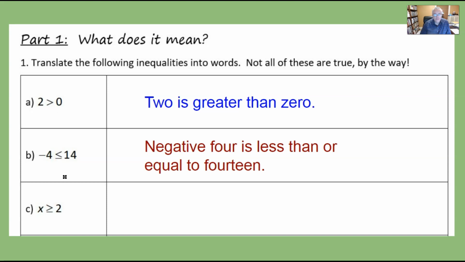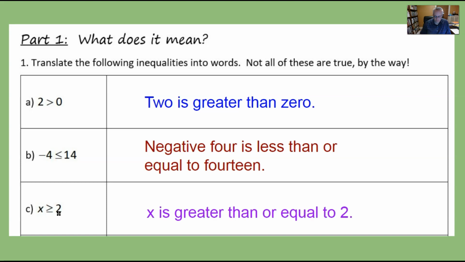All right. Often we have a variable, and as we'll talk about further when we do a little bit more, I would read this from the point of view of x. All right. So x is what? This one says x is greater than or equal to 2, and this is how we'd write that.